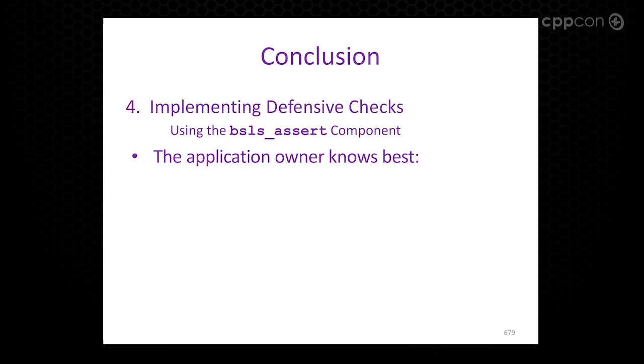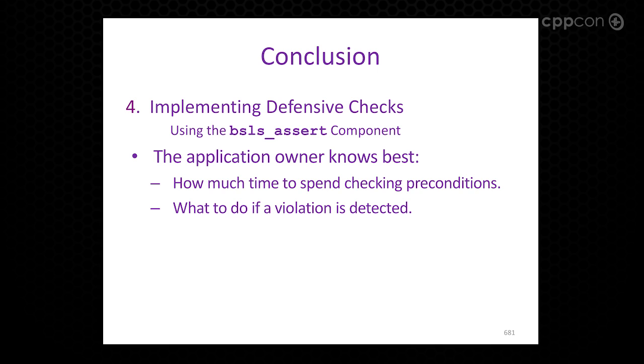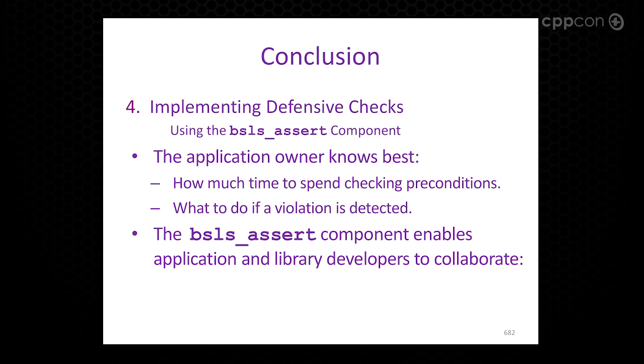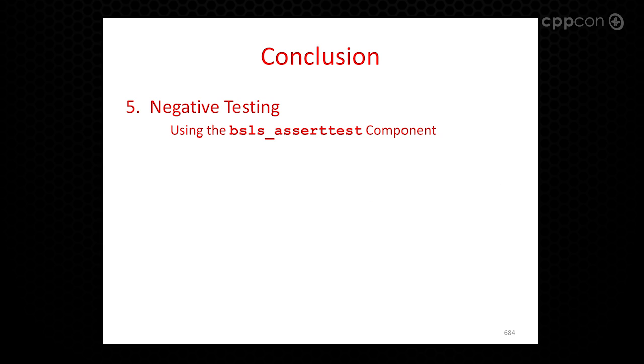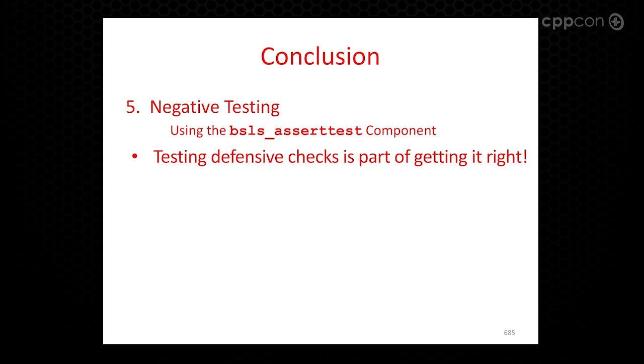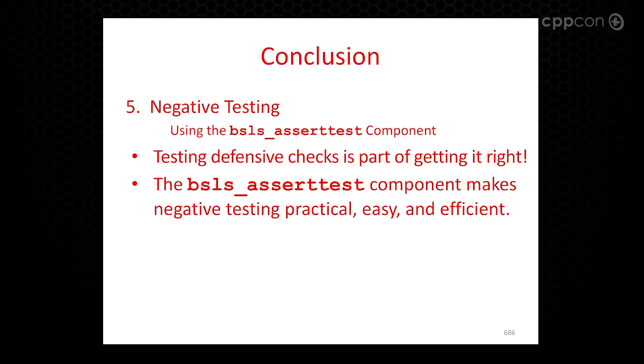And of course, this is what we were just talking about this session. The application owner knows best how much time to spend, what to do if there's a problem. Test assert enables us to do this. We get all the benefits of defensive programming without all the drawbacks. Negative testing is part of getting it right. Our BSLS test assert component makes it practical, easy, and efficient. That noexcept thing would kind of put a kibosh on that.